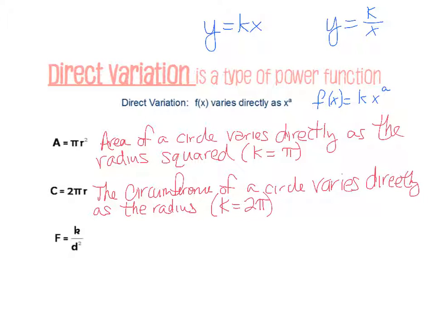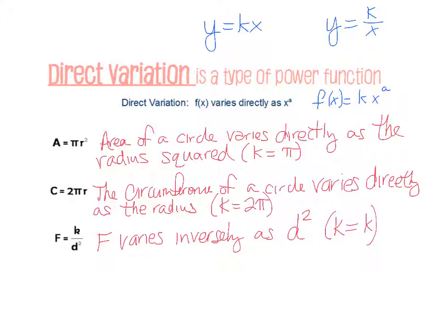This equation or this statement would read f, I don't know what it means, so I just write f, varies inversely as d squared. And in parentheses, I don't really have much to say here. I'm just going to say k is equal to, I guess, k. It didn't give me a number, it just left it as a k. I'll just leave it as a k as well. You could just write the constant of proportionality as k.